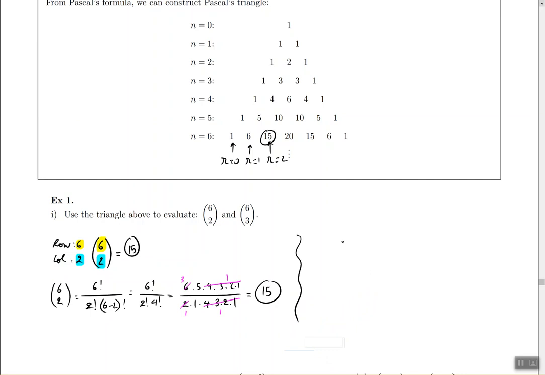So in a similar fashion, I can calculate 6 choose 3. 6 choose 3 would be the 6th row and the 3rd column. So that would be basically the 20. So in this case, that's 20. Let's verify. 6 choose 3 the old-fashioned way. This is 6 factorial divided by 3 factorial, and then 6 minus 3, which is 3 factorial again. So let's go ahead and write it out.